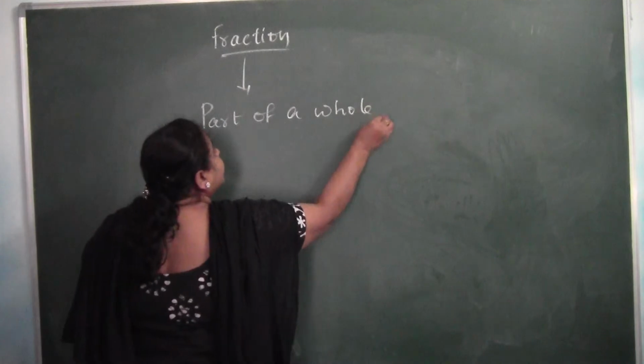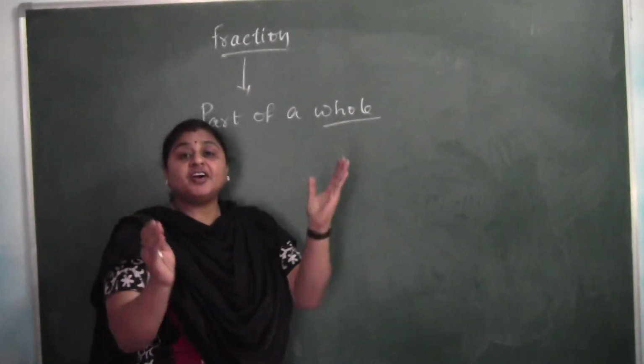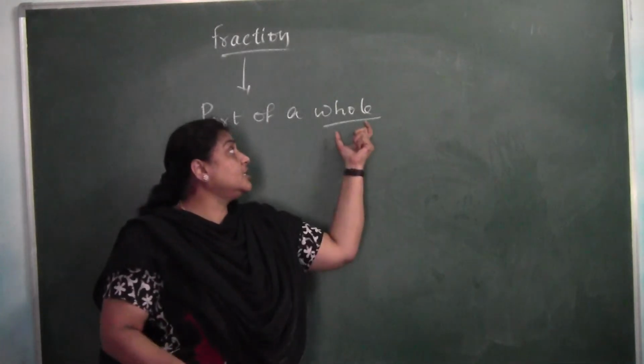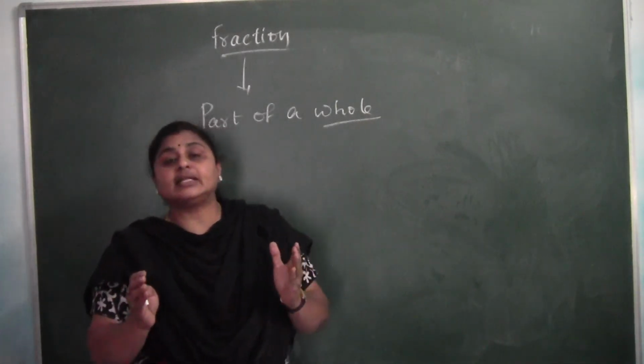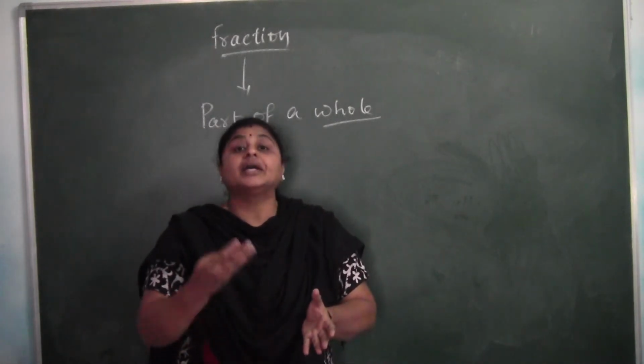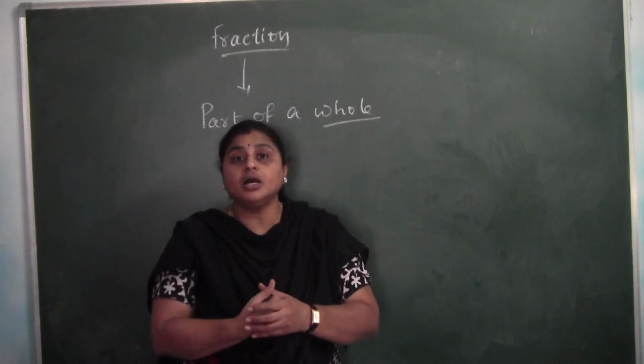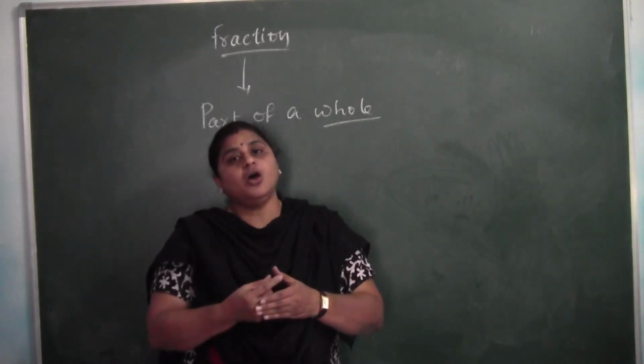So what do you mean by this whole? Whole is nothing but either it is an object or a collection of objects. Either it's a complete object or it's a collection of objects.